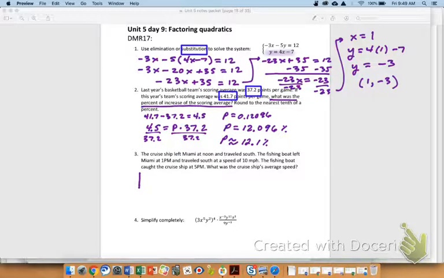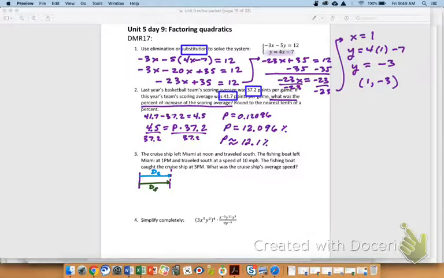So I'm going to represent the cruise ship with a blue line, blue arrow. So I'll call this distance of cruise ship. And then I'll represent the fishing boat with a green arrow. And I made these two arrows the same length because according to our story, the fishing boat catches up to the cruise ship. Presumably because the fishing boat is faster than the cruise ship.